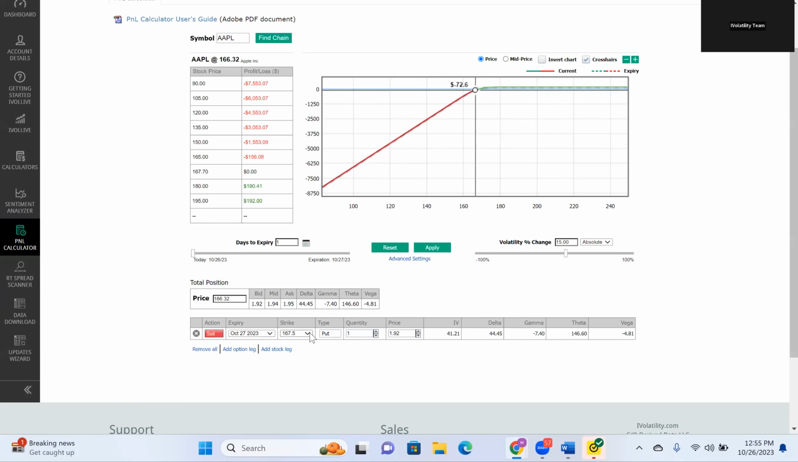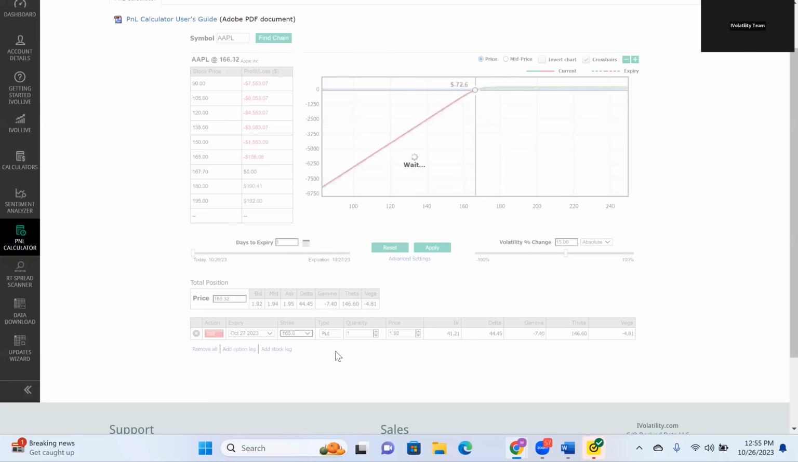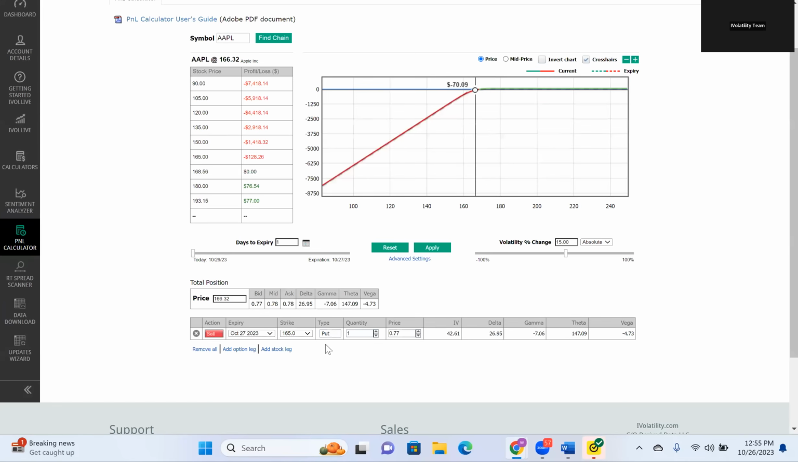Now we could say, well, that was for the at the money, but we want to be put. But if we didn't want to be put, if we didn't want to own shares and we wanted to just milk the premium, we could come in here and go a little bit further down the strike totem pole to 165. Here's our P&L for the 165, and you can really just play with it from here. Either one of those trades would be interesting to me, the 165 or the 167.50.